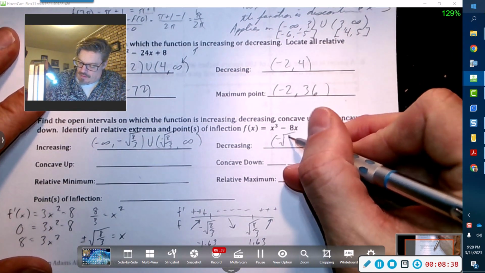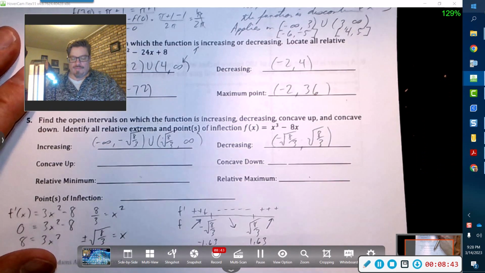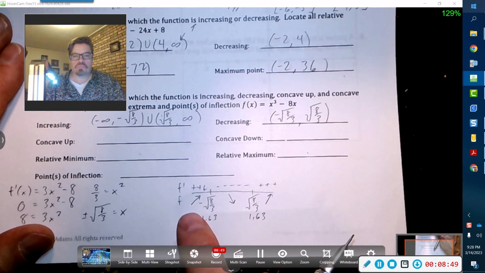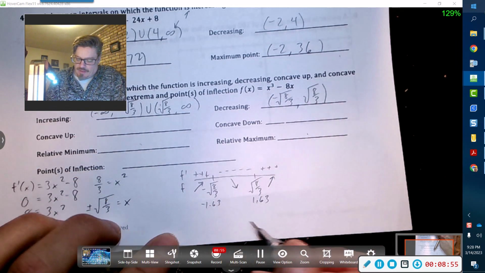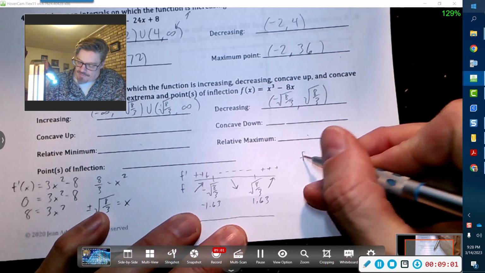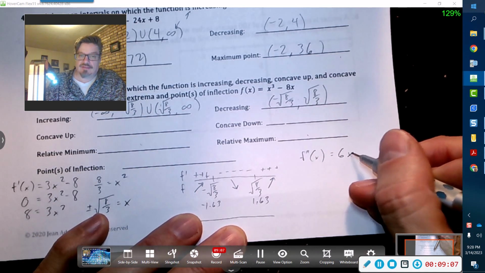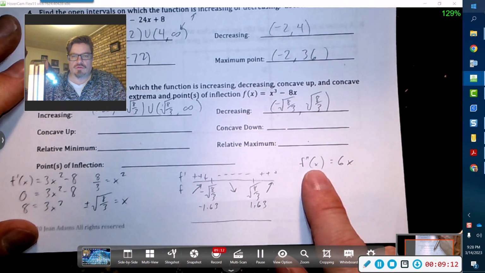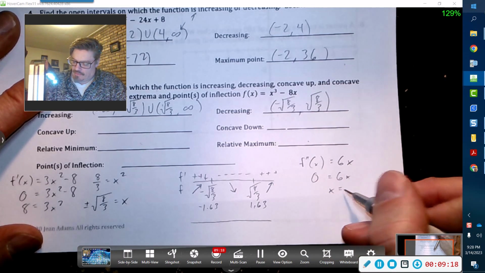Worry about the concave down in just a second. We can see here that this is going to be a max, and this would be a min. But let's actually do the second derivative. The second derivative we'll do over here, and that's going to be 6x. So where this guy is 0, it's actually where x is 0.